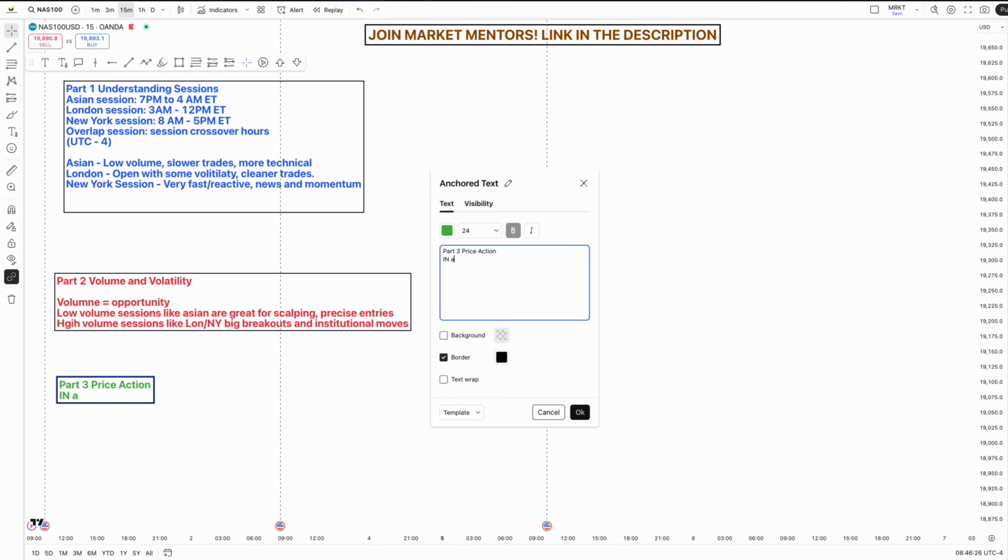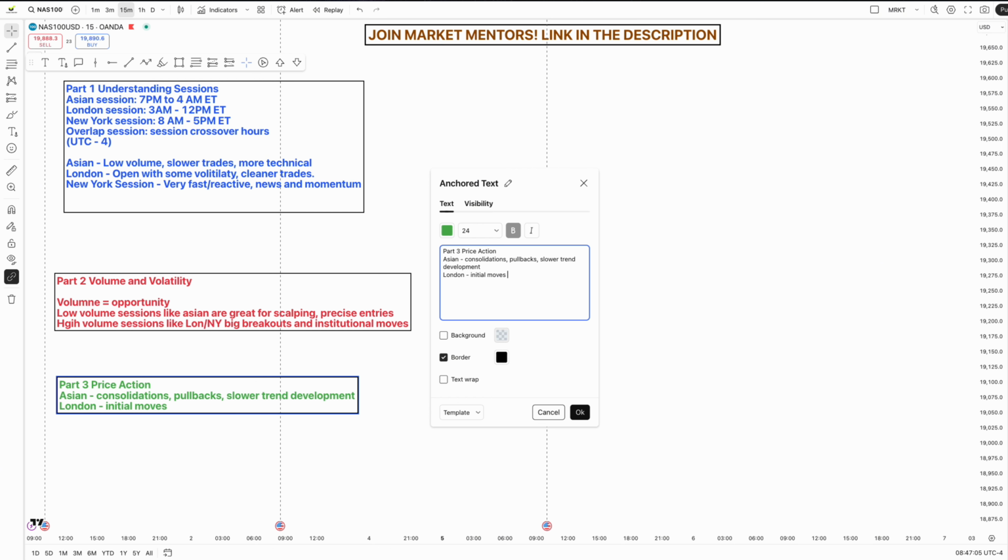In Asian session, you're going to see those consolidations like I've been mentioning. You'll see some type of pullback potentially, depending on how New York session formed, and then you'll see slower trend development. London session, you'll see those initial moves or sweeps of liquidity, maybe a big push to the upside or downside. This could just be sweeping the Asian session liquidity.